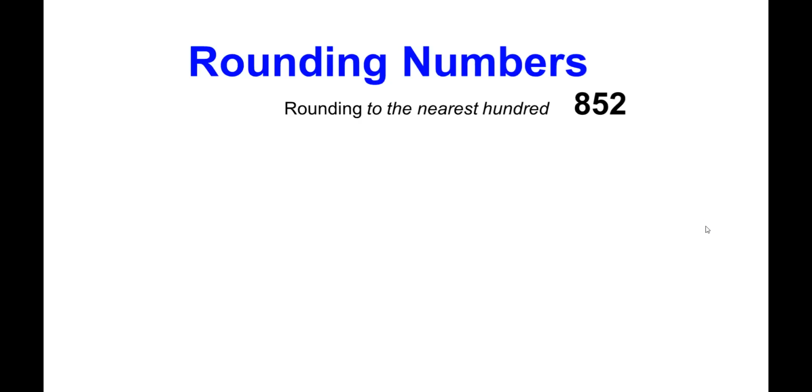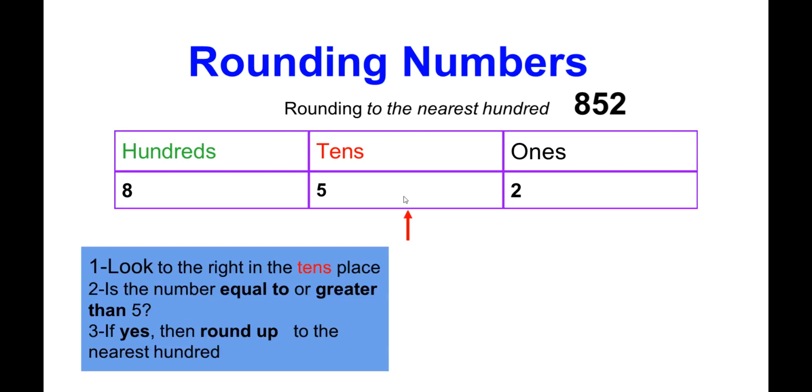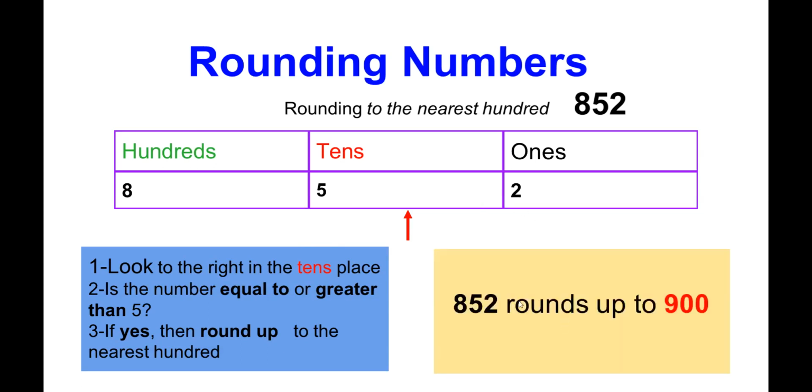We can also round numbers to the nearest hundred. Here's my number, 852. I have placed the digits in the place value chart. To round to the nearest hundred, I must look now at the tens place. Is the digit in the tens place greater than or equal to 5? If yes, I round up. So 852 is going to be rounded up to 900. Don't forget, I'm rounding to the nearest hundred.